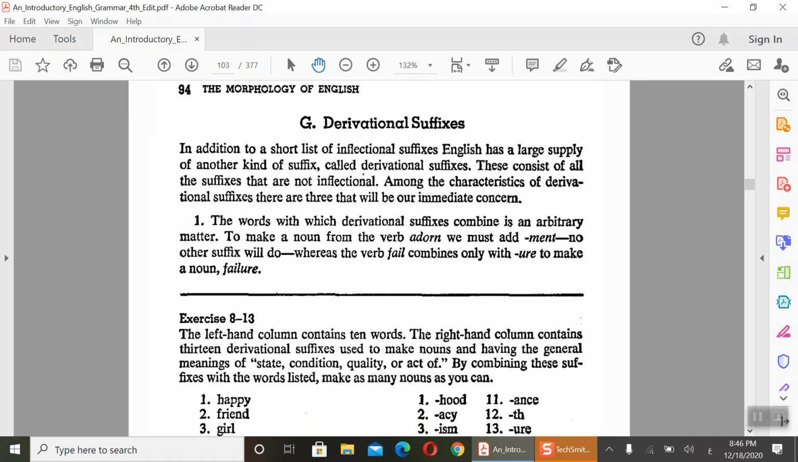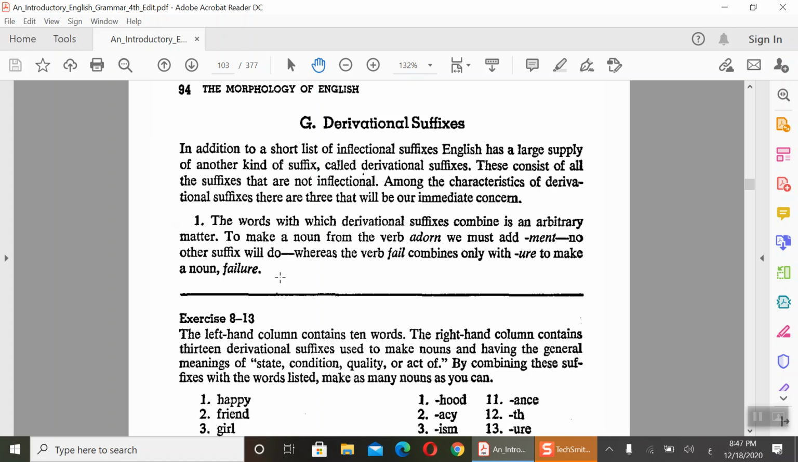The words with which derivational suffixes combine is an arbitrary matter. Arbitrary. To make a noun from a verb, for example, adorn, we must add ment. No other suffix will do. Adornment. Whereas the verb fail combines only with ure to make the noun failure. Okay? It is arbitrary. Not the same.